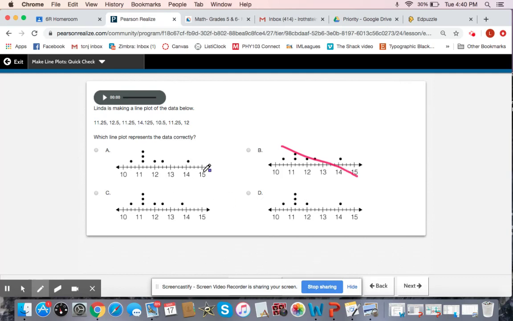Let's pick another number. Let's do this 12, 12 and 1/4, 12 and 2/4. So there's 1 12 and 2/4 or 1 12.5. Let's see, is that true? Yes, there's only one, so that one's good. That one's good, but that one doesn't have a 12.5. So we're going to cross that out. So now it's between these two that matches with that data set.